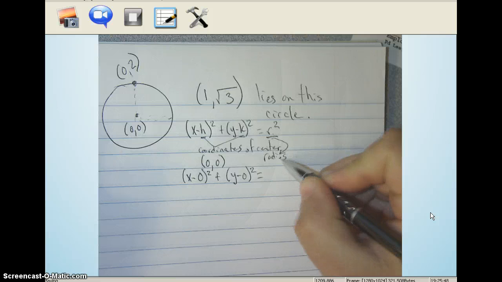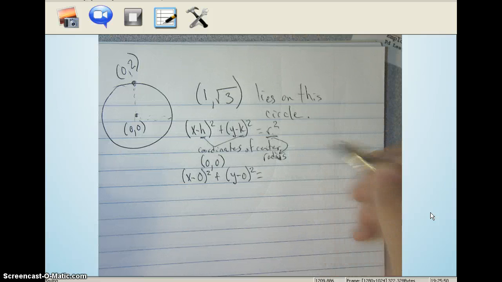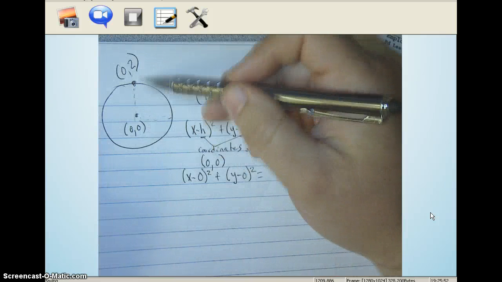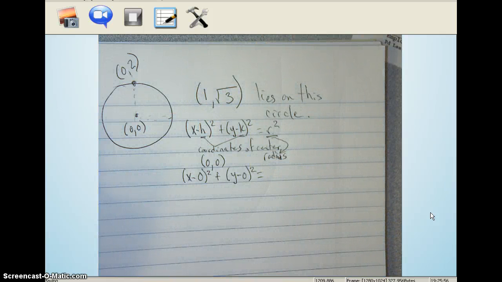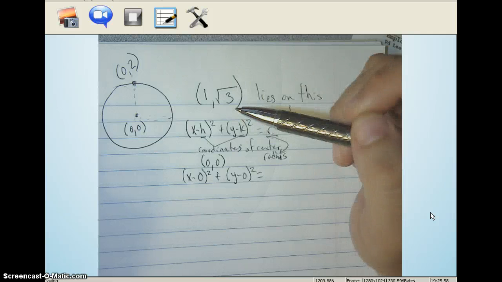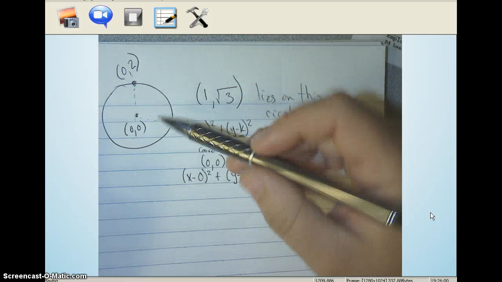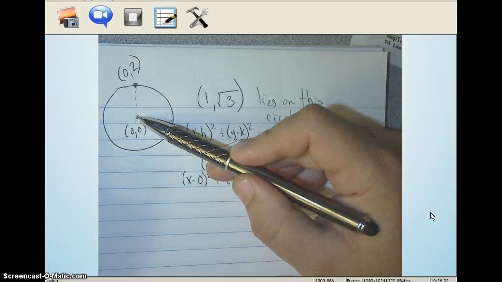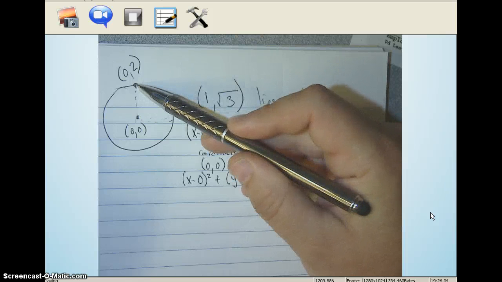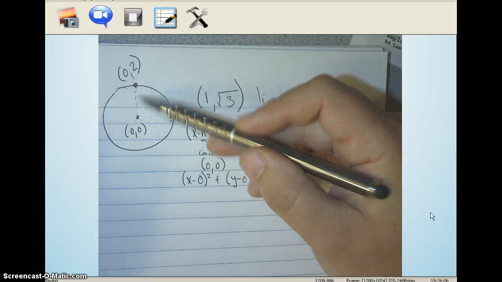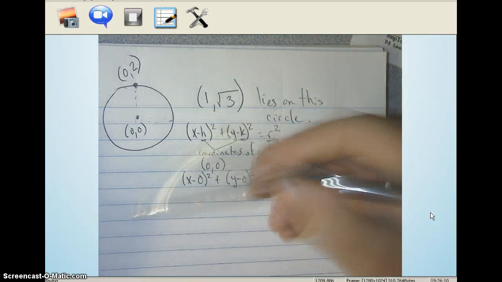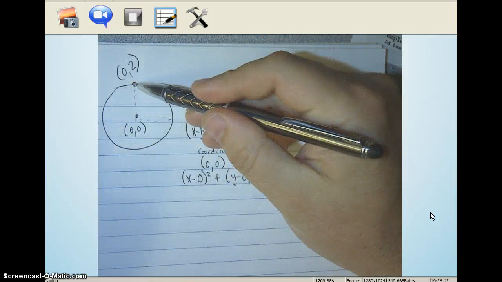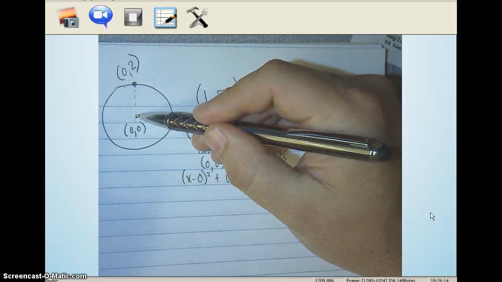Okay, so the radius, now you can use the distance formula on this. You have 2 points, x and y values. If you want to use the distance formula, that's fine. But actually, sometimes it's just good to think about it for a minute. This center is at 0, 0, and this point on the circle is at 0, 2. So just think about how many units away this point on the circle is from the center.